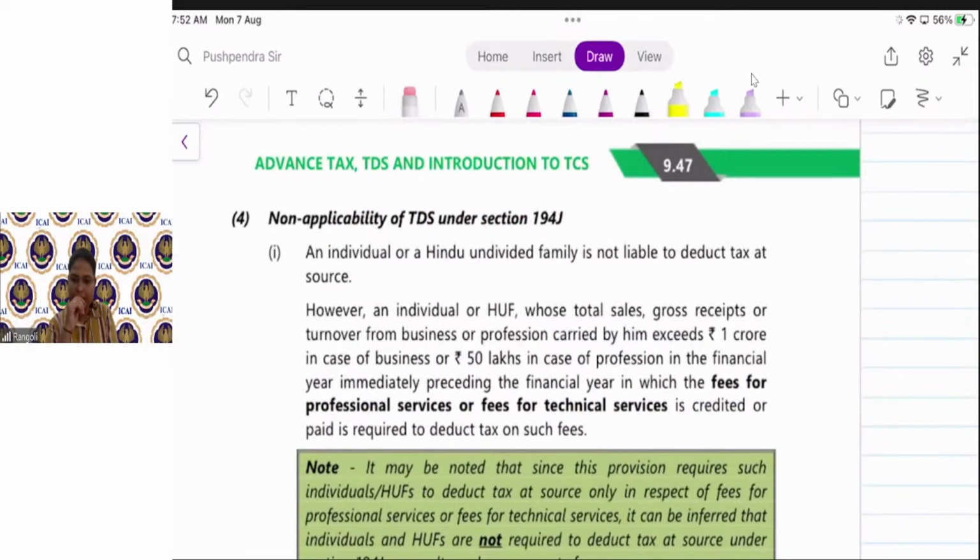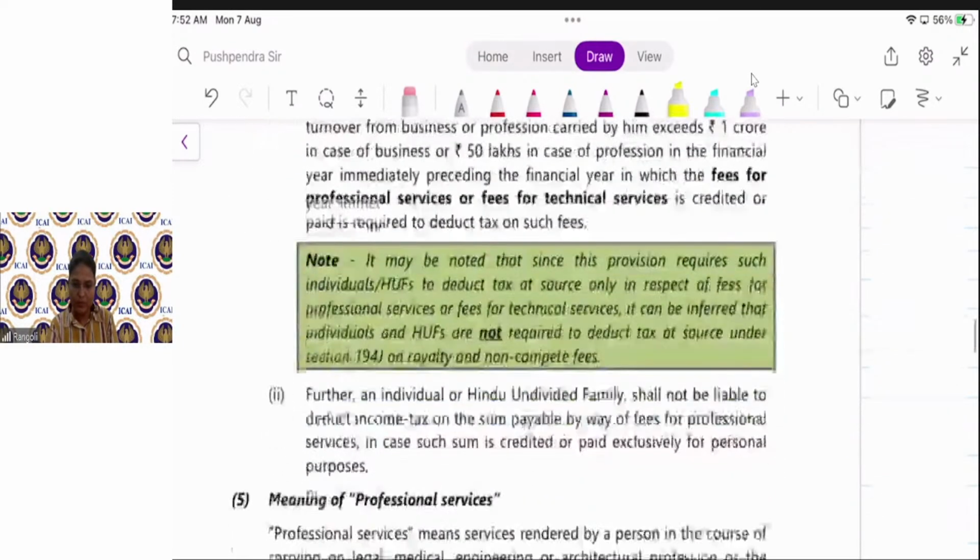This I have already explained. Those individuals and HUF whose turnover in the last financial year is less than 1 crore, TDS is not required to be deducted under section 194G.